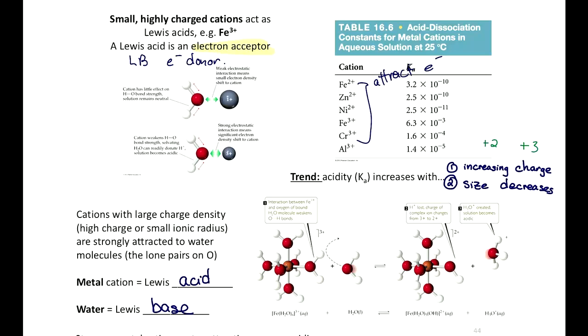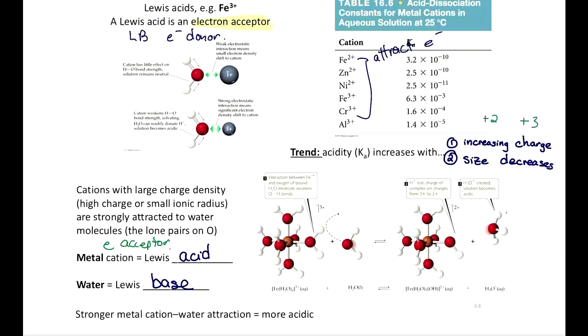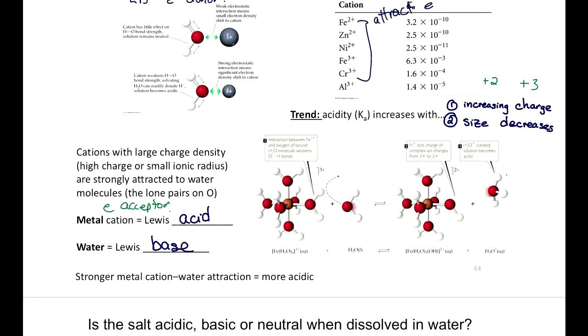So why, when you put these things into water, do these cations form acidic solutions? It's because the cation is the Lewis acid, the electron acceptor, and when you put it into water, water is acting as the Lewis base. But let's look at the structure of water. Does it make sense why water would be the Lewis base versus iron 3+ being the Lewis acid? What part of water makes it the Lewis base?